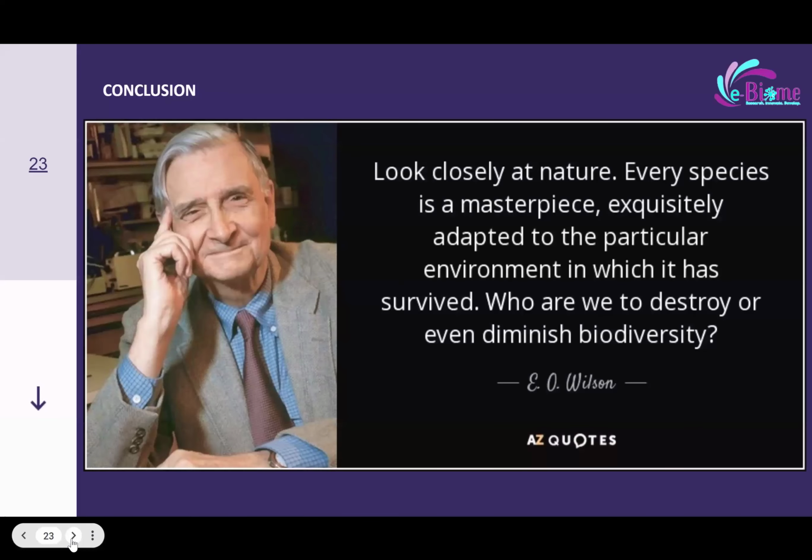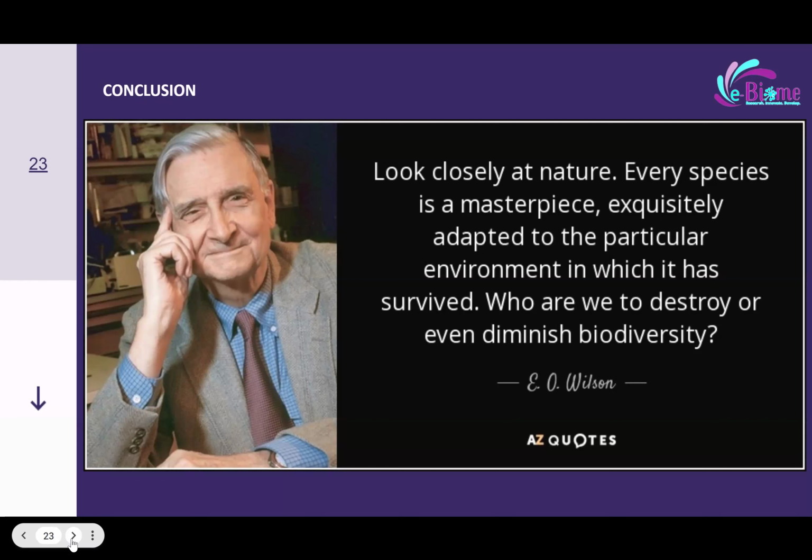So I'll leave you with a quote from E.O. Wilson, who is one of my mentors in biodiversity. He said, look closely at nature. Every species is a masterpiece, exquisitely adapted to the particular environment in which it has survived. Who are we to destroy or even diminish biodiversity? Those that are evolutionists say that it takes millions of years, and sometimes billions of years, for some animals to adapt to become what they are today. So if it takes millions and billions and thousands of years for ecosystems to form, and we are using just 50 years to destroy it, it is not sustainable.